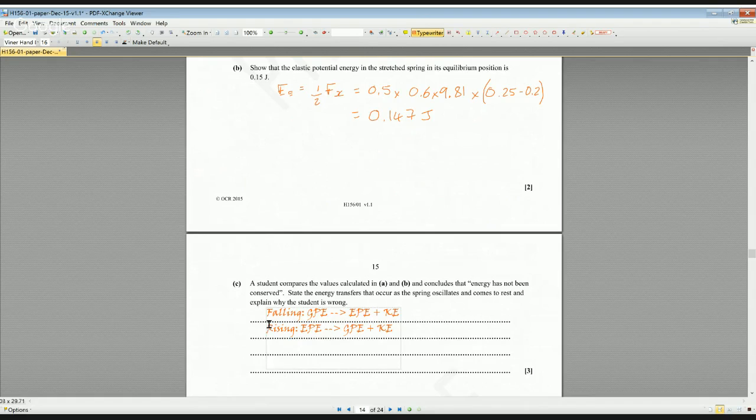How come not all of it is being converted by the time it comes to rest? Well, the reason for that is that some energy is being dissipated as heat as a result of friction or drag. That's the key thing there. The student is wrong because energy is being conserved. Some of the energy is being lost as heat.